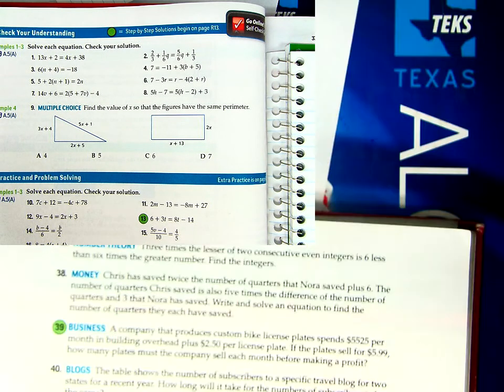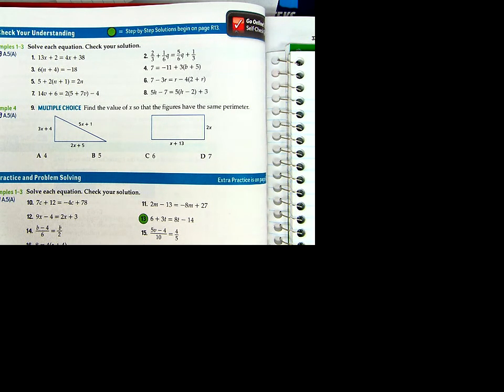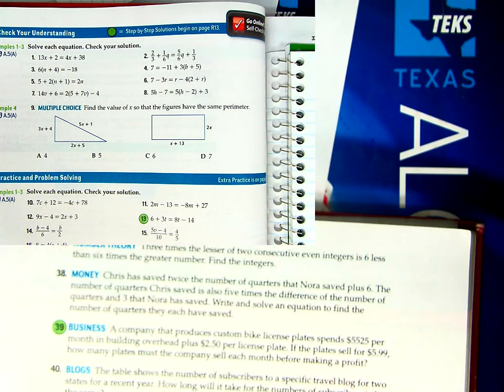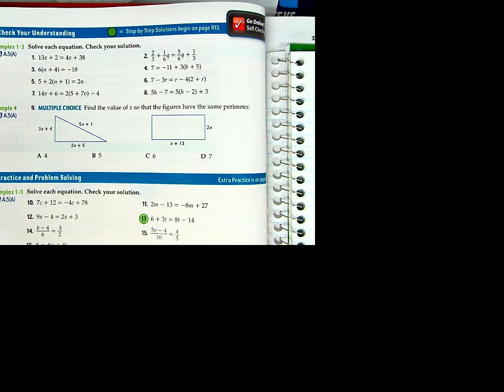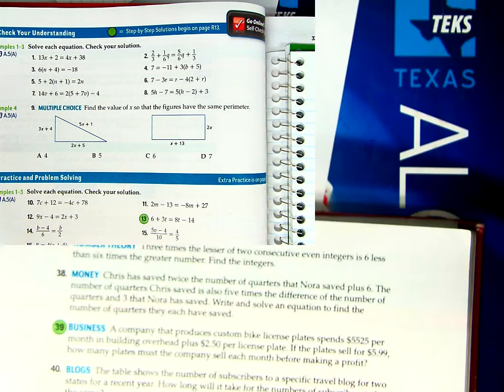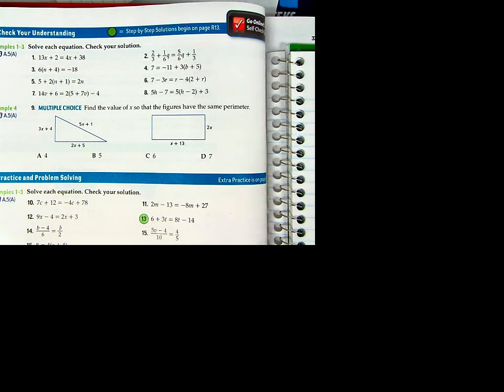So here you go. Your assignment is 10 through 20, the evens, on page 100.